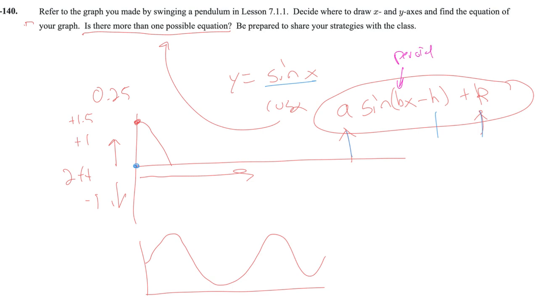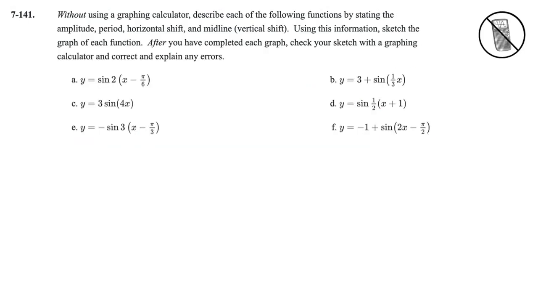Let's go to the next problem, 140. So without a calculator, describe each of the following functions by stating the amplitude, the period, the horizontal shift, and the vertical shift here. We haven't talked a ton about amplitude. We did mention it, but that is the value happening out front there. So that's that height there. So we're going to describe all these things: the amplitude, the period, the horizontal shift, and the vertical shift, which they're calling the midline.